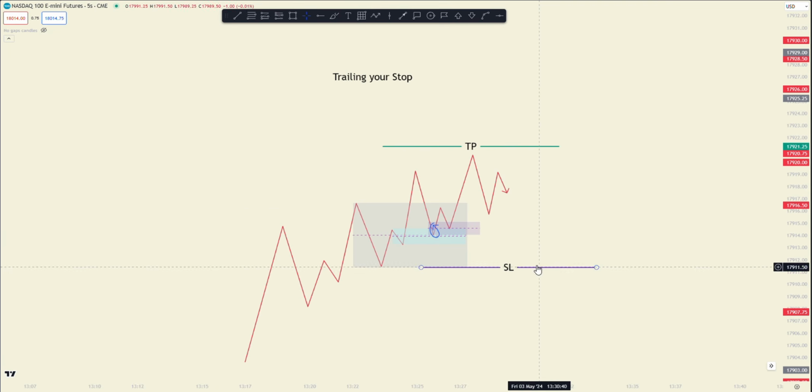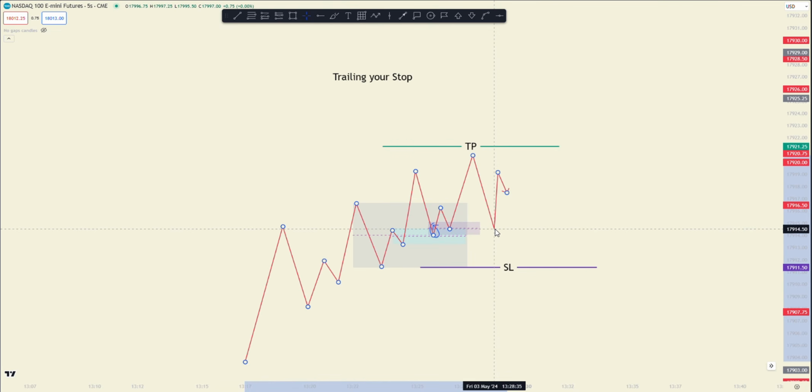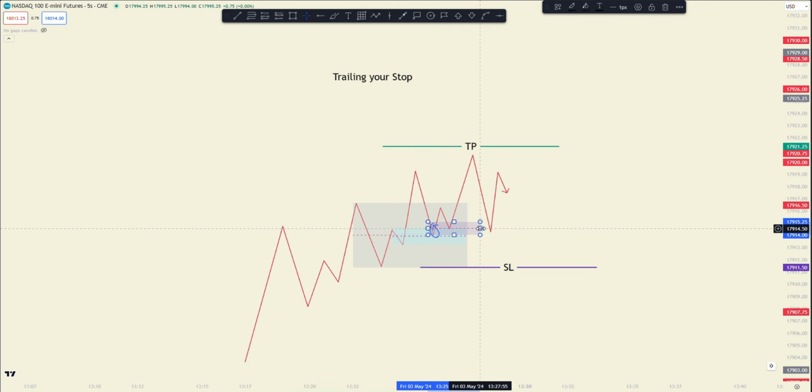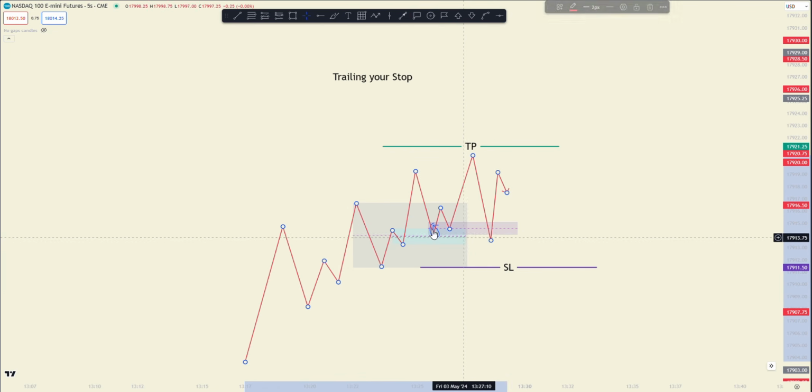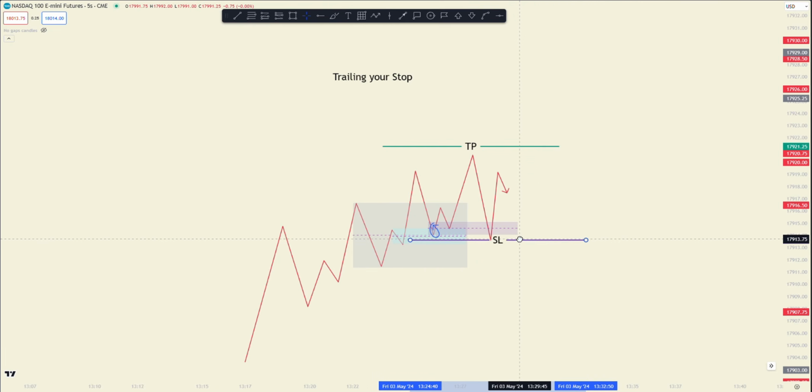Sometimes price will decide it wants to do a double tap down here and just wick that one out, or sometimes just wick the protected low out but not close and bounce off this SNDR again. If I've already moved here or moved here, well, now I get stopped out and I don't hit my TP. So we always trail the one zone behind.